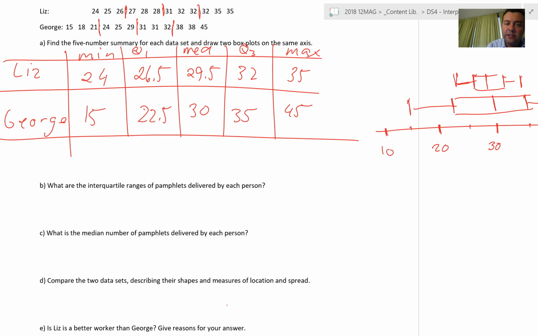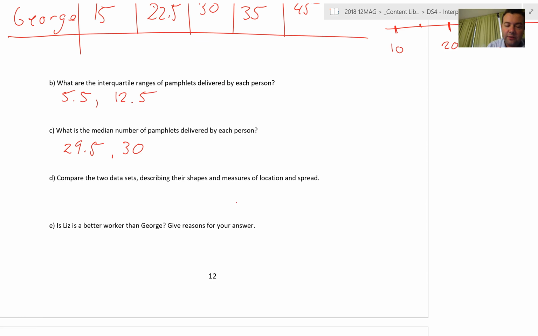The interquartile ranges from Q1 to Q3 is 5.5, and what's that? 12.5. Median number, right? Median 29.5. I'm in a rush here, so I am avoiding some of the extraneous writing there.